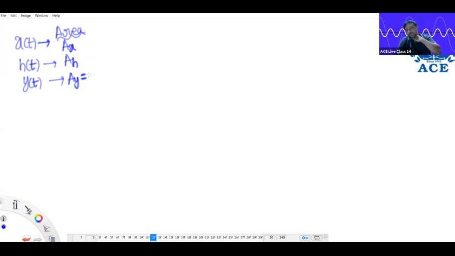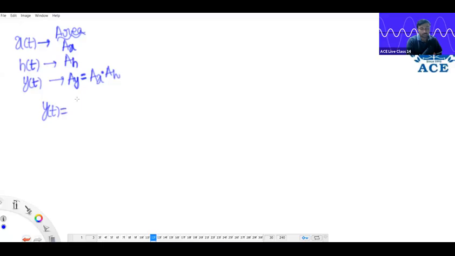We want the area under the output in terms of AX and AH. On the right side, which operation is it? Is it multiplication, addition, or convolution? The answer is AX multiplied by AH.